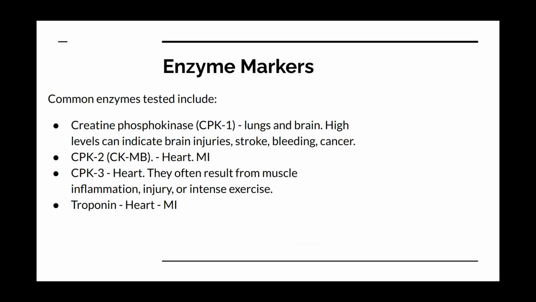So enzyme markers. Enzymes are usually found specifically inside the organ, and some enzymes are specific to each organ. So, for example, troponin and CKMB are found exclusively in the heart. So, a damage to the heart would increase the level of CKMB and troponin in blood, indicating a heart attack. And also, creatine phosphokinase (CPK1) is found in lungs and brain, and high level of CPK1 in blood would indicate a brain injury, stroke, bleeding, or cancer.